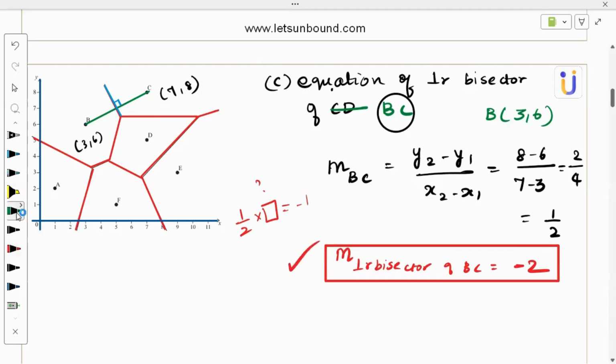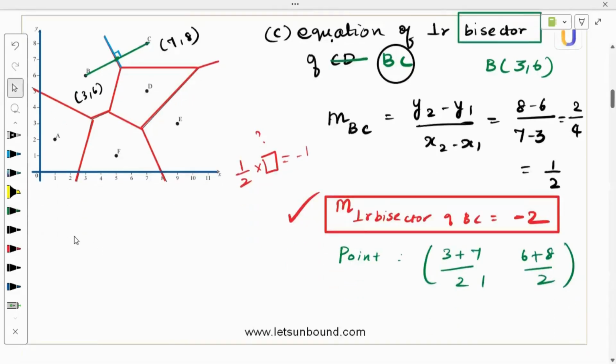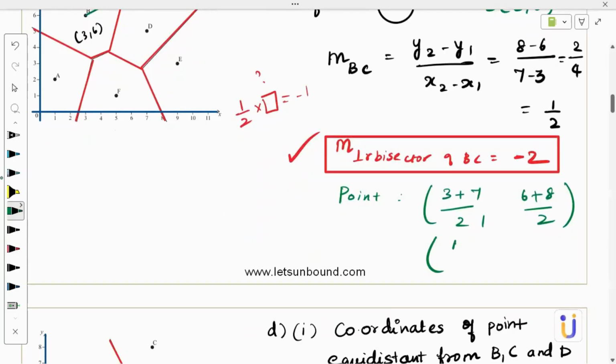So for the required line I got a slope. If we have a point, we can use the slope point form. What is the common point between the line and BC? I can choose the midpoint. Whenever it's a bisector, the midpoint can be easily found. So for a point, I'm finding the midpoint of BC, which is 3 plus 7 over 2, 6 plus 8 over 2. And it is going to be 10 over 2, which is 5.